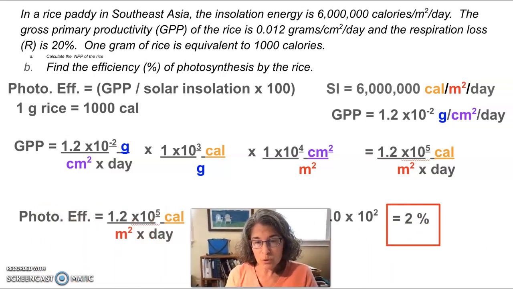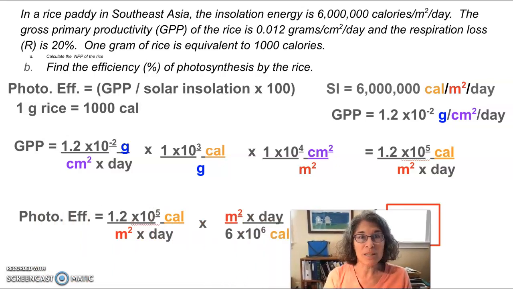So those were the first 2 parts of that problem. We're going to look in a separate video at the second 2 parts.